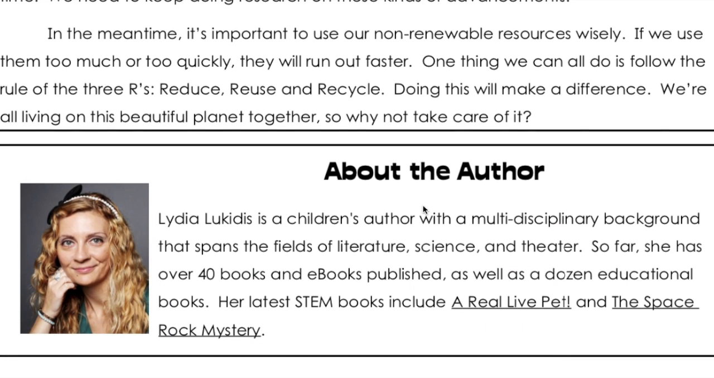In the meantime, it's important to use our non-renewable resources wisely. If we use them too much or too quickly, they will run out faster. One thing we can all do is follow the rule of 3 R's: reduce, reuse, and recycle. Doing this will make a difference. We're all living on this beautiful planet together, so why not take care of it?